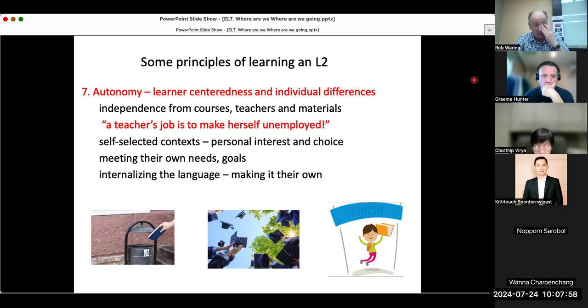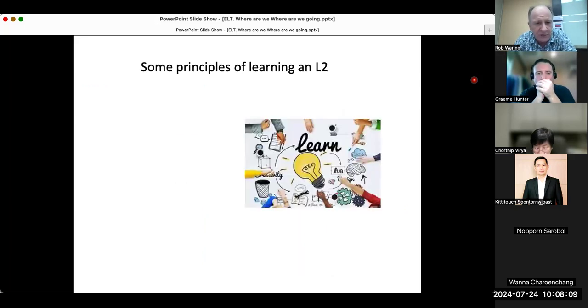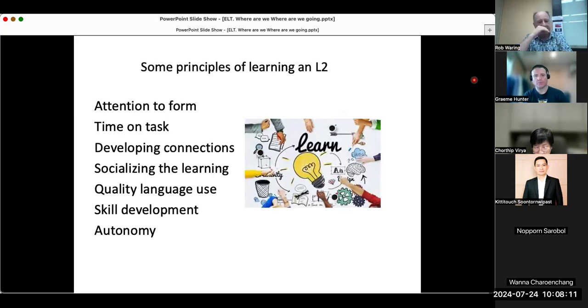And to help them to internalize the language, to make it their own, with their own idiolects, with their own way of speaking, their own world English, if you will. So that's a kind of very quick run through. These are the 7 principles of learning a second language, which I think should underlie the decisions that we make about which textbook to use, how much material we need to have, what types of material, are we going to focus on what the teacher wants or what the student wants, and so on.